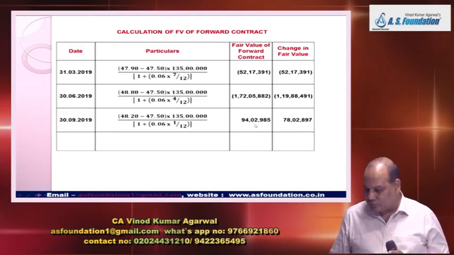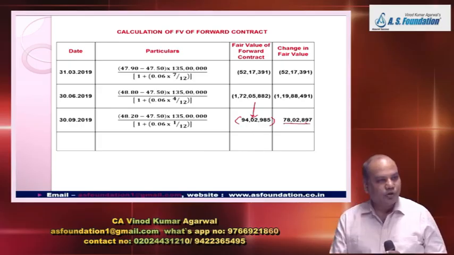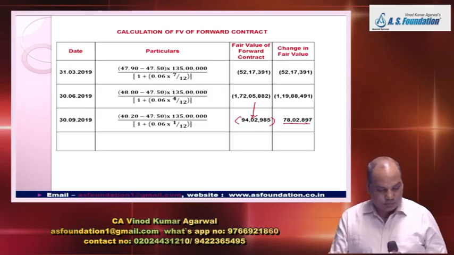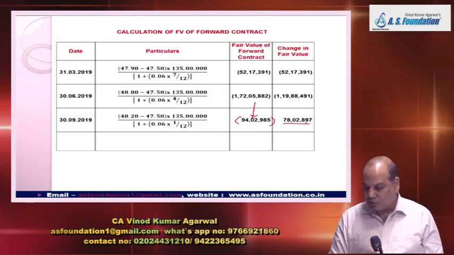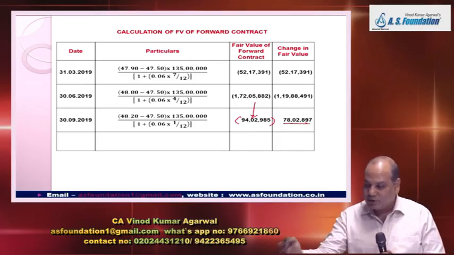$94,0984 negative. But the good news is that your loss has reduced. So I will write here a positive figure, 47,802,897. This means I will reverse the entry which I will pass here.